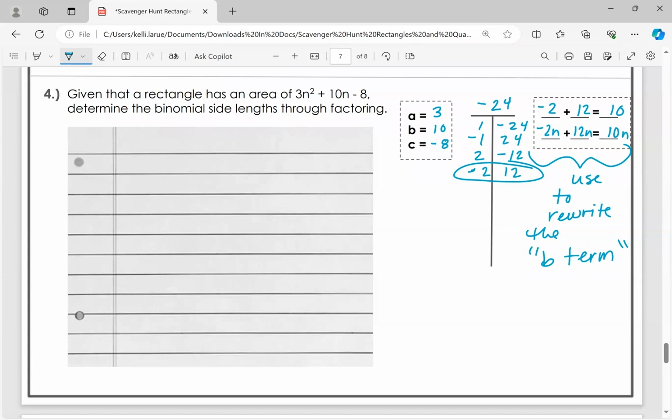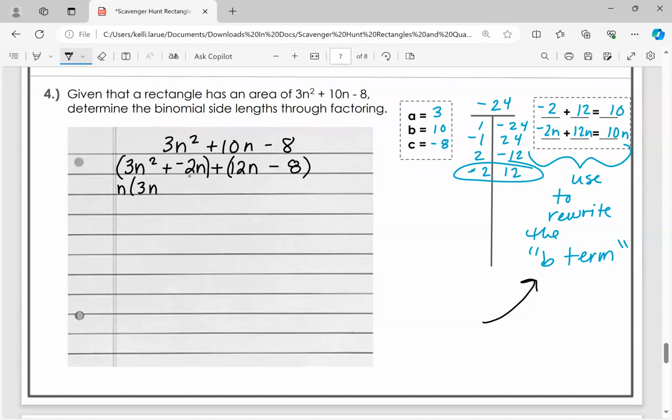So first you're going to go over to the left and you're going to copy down your original problem. Your original problem is 3n squared plus 10n minus 8. And remember, we're going to use that fact that 10n is equal to negative 2n plus 12n to rewrite that b term. So that's what we're going to do right now. And from here, we're going to group our first two terms and our last two terms. For the first group, that greatest common factor is n.